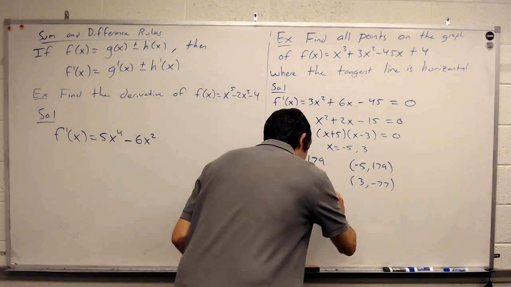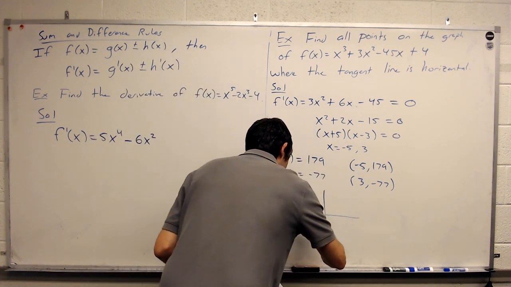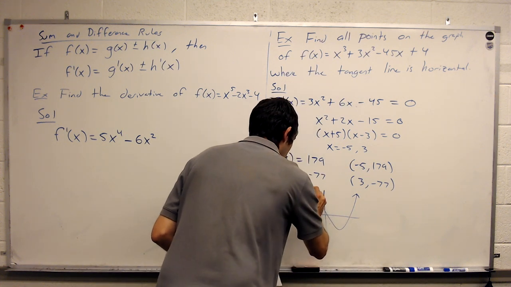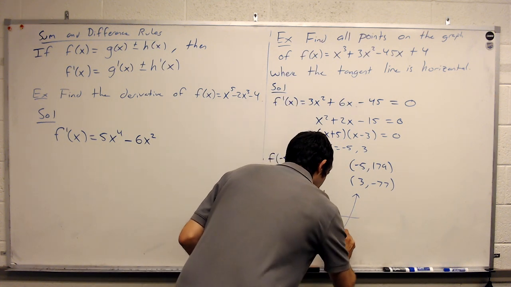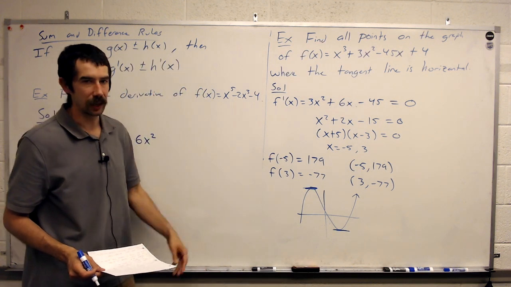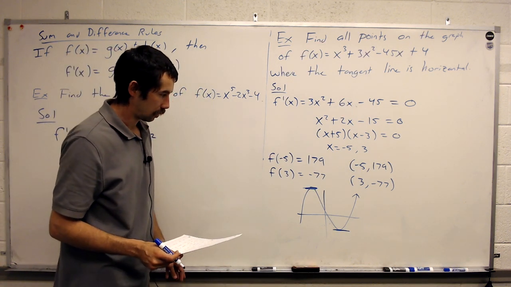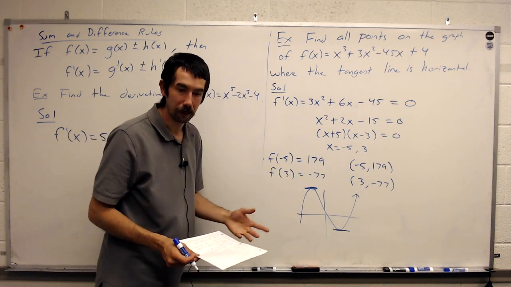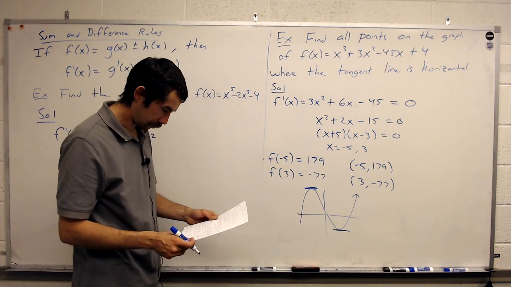So roughly speaking, our graph would look like something like this. So we'd have one horizontal tangent up here and one horizontal tangent down there. So this is just a rough sketch of the graph. But since we found the derivative was 0 at this point and this point, we have horizontal tangents there.